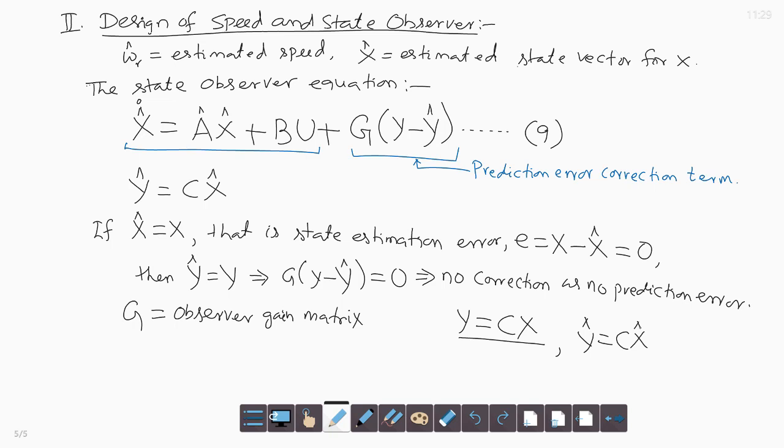Because we have the measured output and the estimated output, y minus y hat is the error in output based on the estimation error. So this is used for correction, and the observer gain matrix is the multiplier which brings the estimation error E to 0 in the required time. This is the principle of an observer with prediction error correction.